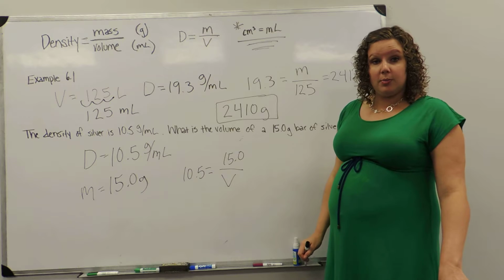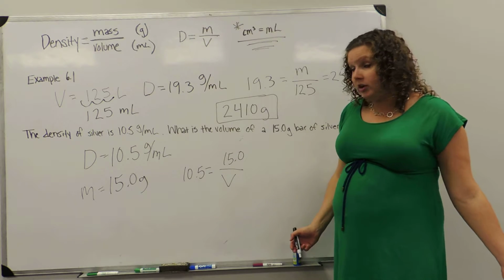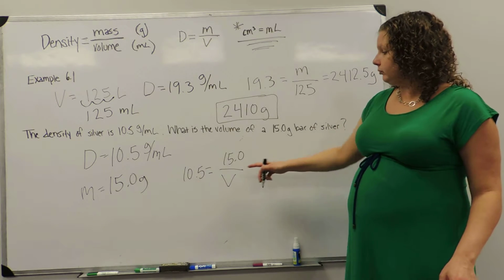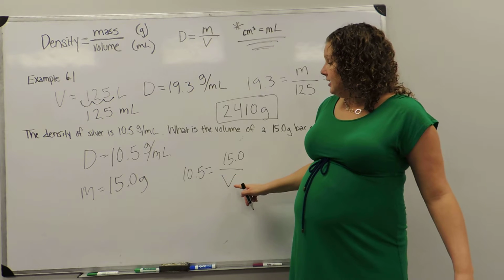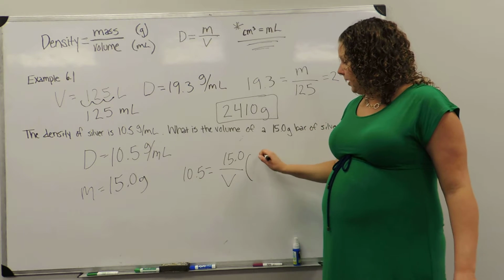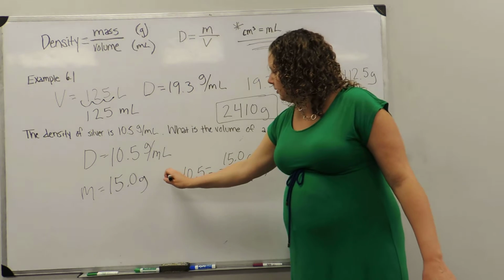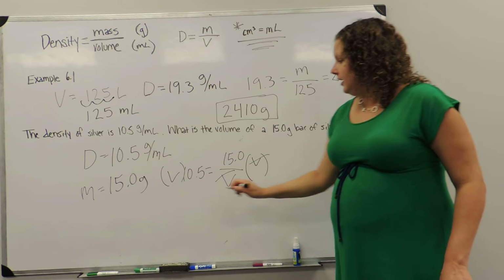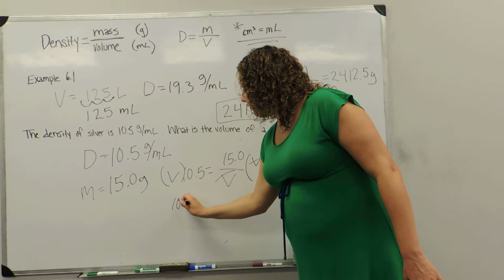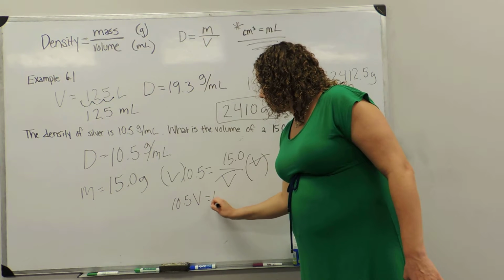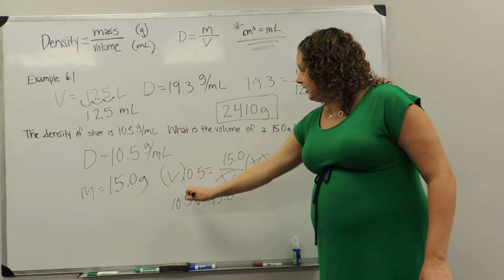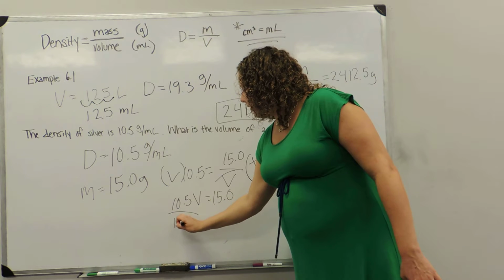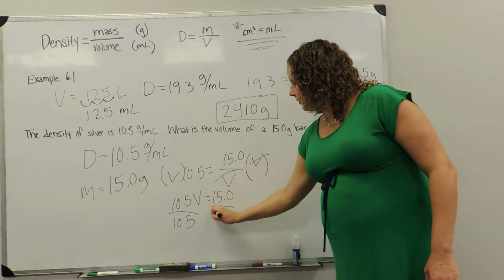So I'm going to use algebra to solve for that. If we need a quick review of our algebra, we're going to move V. So it's like we multiply both sides by V, and these V's cancel. And so now I have 10.5 V equals 15.0. So now to get V by itself, I divide by 10.5.